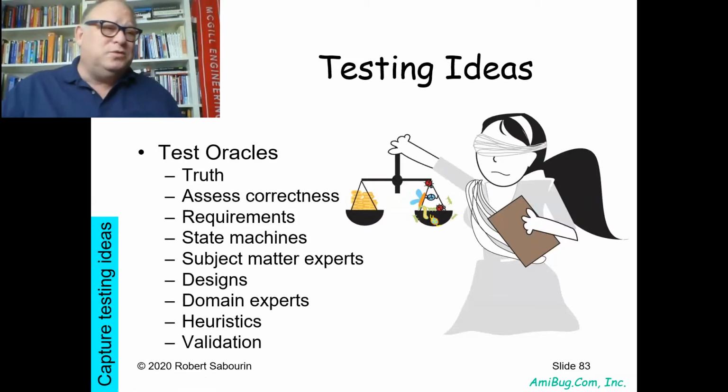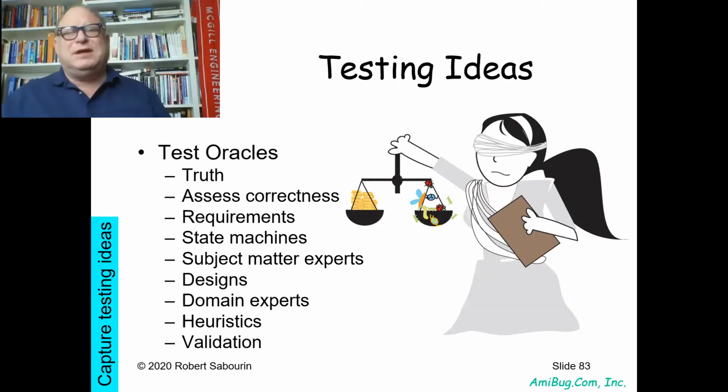Sometimes we don't really have a lot of knowledge about what the requirements of a system are, but we have a lot of knowledge about how to assess correctness. So we have knowledge of how you can tell it's right. If we have what are called testing oracles, which are strategies to assess correctness, well, that may help you come up with test ideas. So if you know how to tell the answer is correct, that might drive what is a test.